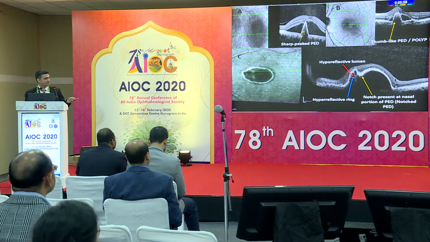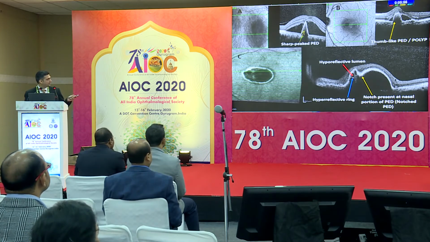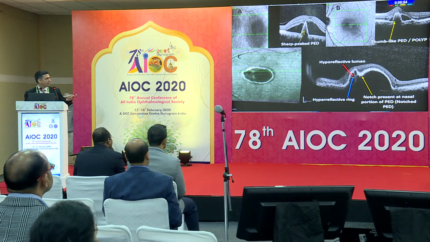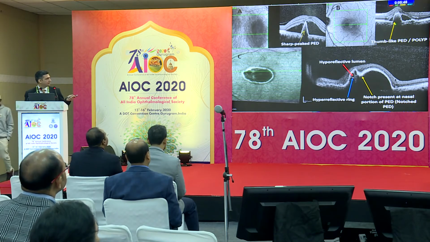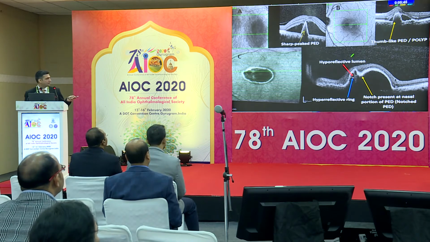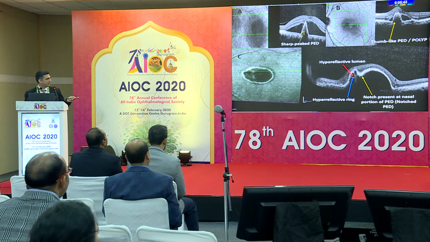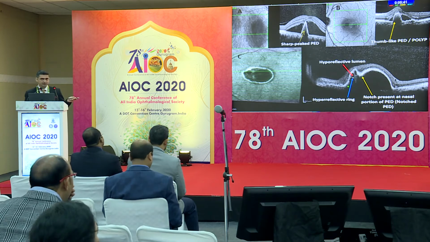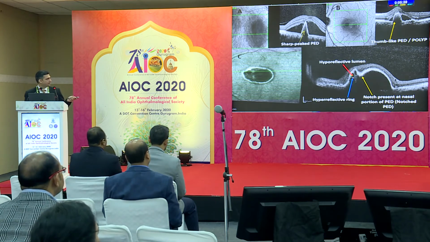On OCT, these polyps classically appear as a sharp-peaked PED, or a thumb-like PED associated with a shallow DLS or double layer sign. This is actually the network of vessels with a terminal dilatation of the polyps. There can even be a notching, classically seen in polyps, with a central hyporeflective lumen and a hyperreflective ring.